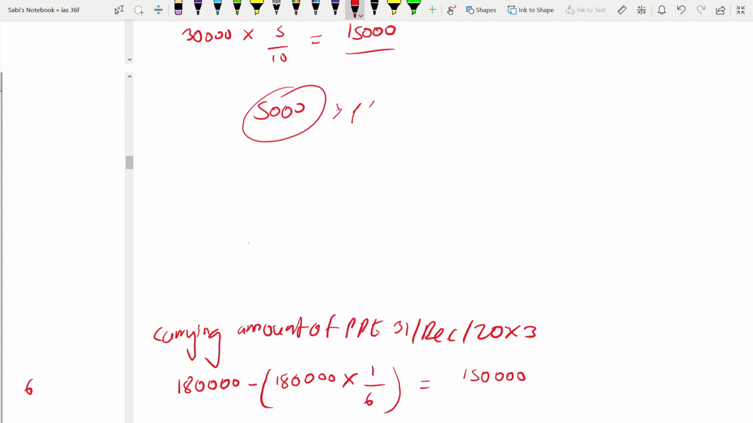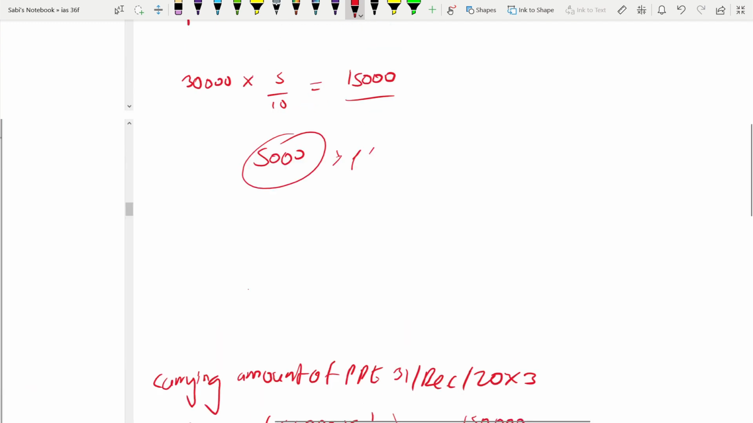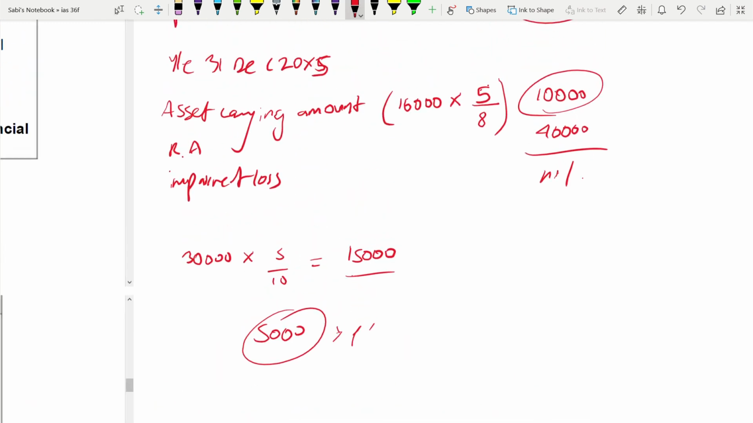Because IAS 36 says impairment can only be reversed up to a maximum of the depreciated historical cost. That means if your asset was not impaired, on that you depreciate and find the carrying amount; up to that amount you can reverse. That's the max. Once you find the difference, 15,000 and 10,000, the max is 5,000. More than this you cannot reverse. This is the rule.